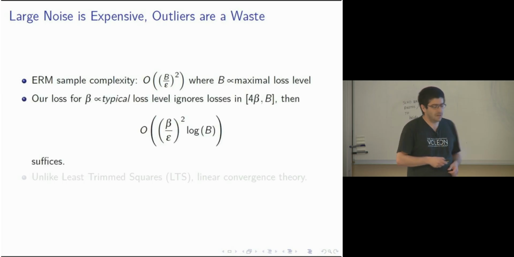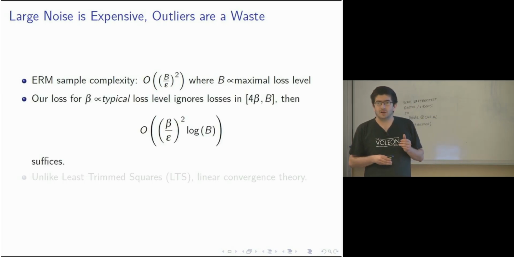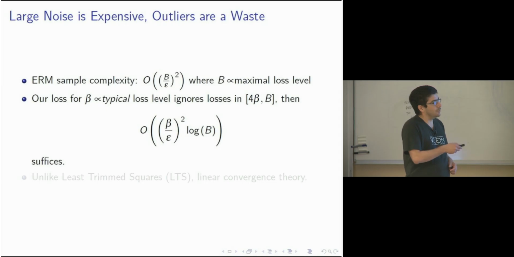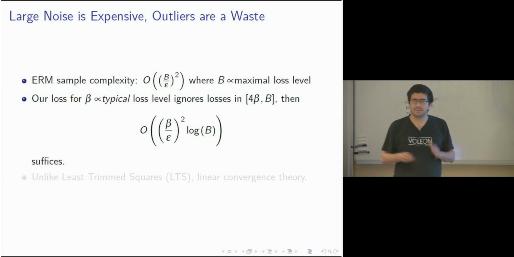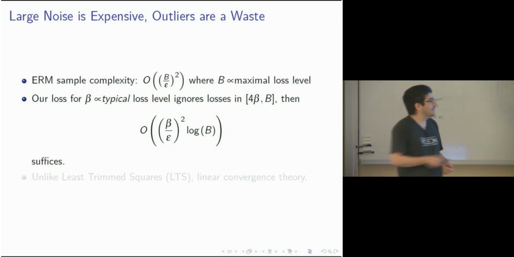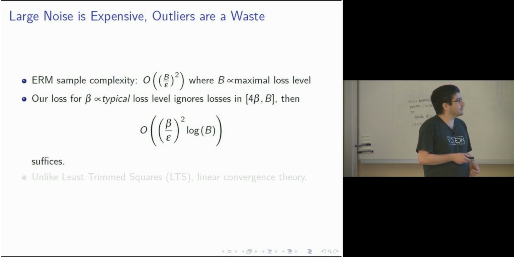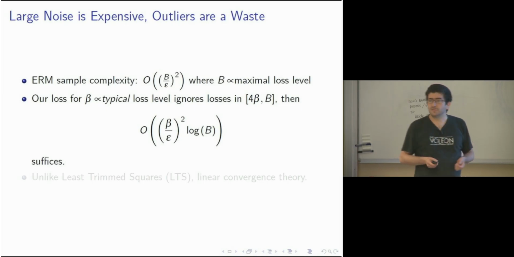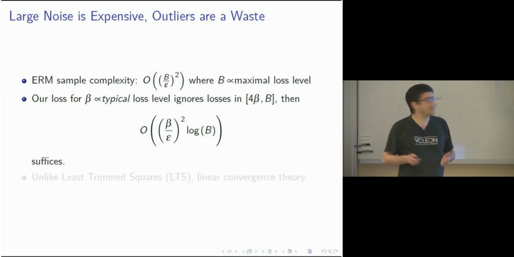So today we're going to talk about another way of combining the multiple losses that is not ERM and that has loss which depends in that way only on some parameter beta that scales with the typical level of loss. So some level of loss that we can achieve for, say, 68% of the data. And only logarithmically with a level of maximal noise that we get for these outliers.